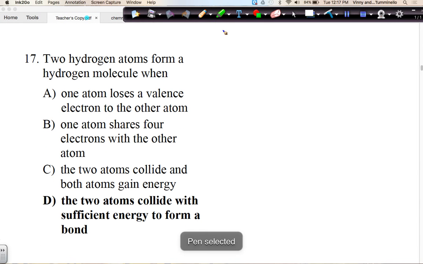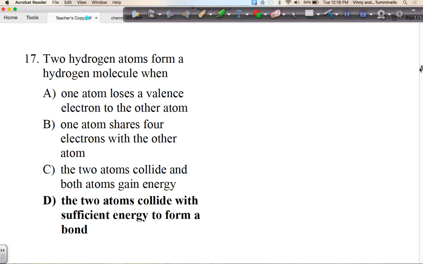Two hydrogen atoms form a hydrogen molecule when they collide with sufficient energy to form a bond. This is another collision theory question. Collision theory states that in order for a reaction to happen, reacting particles must hit each other. They must hit each other with sufficient energy. That energy is the activation energy, and they must hit in proper orientation in order to have the places where they need to bond exposed to each other.